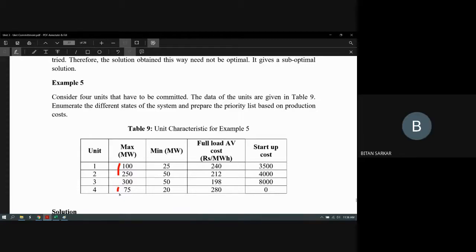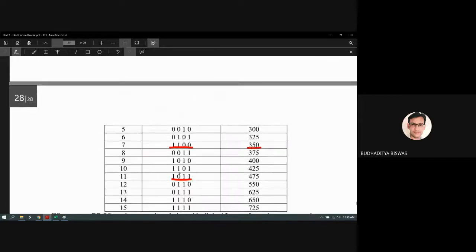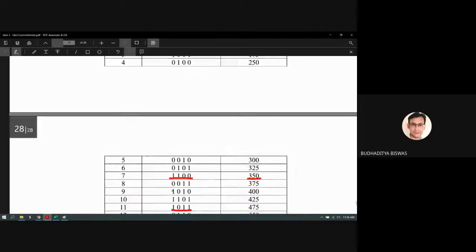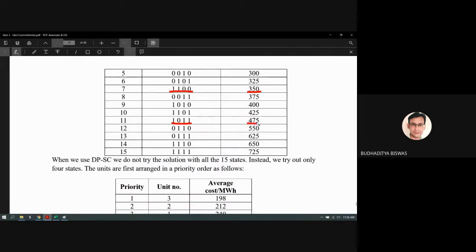1011 means unit 1, 3 and 4. Sorry, 1011 means unit 1, 3 and 4. So it's equal to 475. So you see that 475 is written.